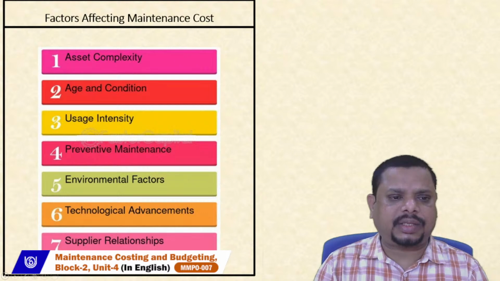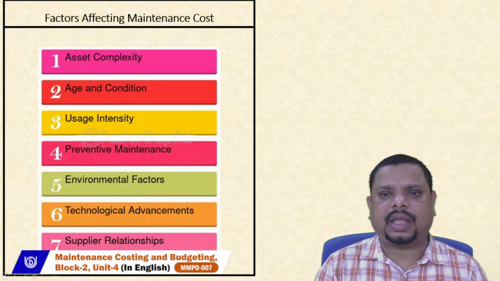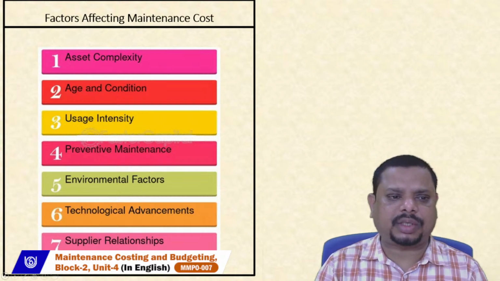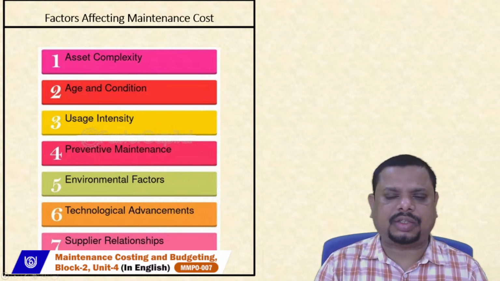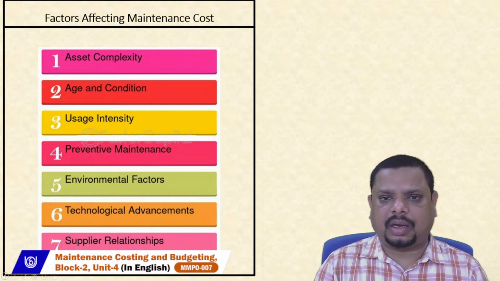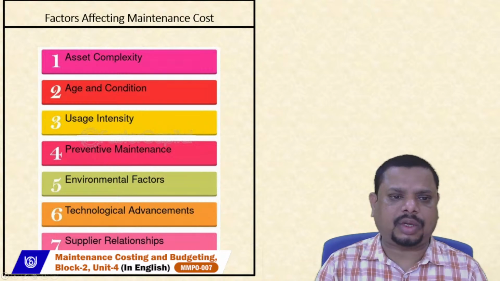The next one is age and condition. Here it's the life of the equipment which is being maintained, and the condition of the equipment or machines directly affects the maintenance cost. For example, you are using a pump for pumping water from one place to another, and the pump has already lasted for more than 10 to 15 years. In that case, you have to take care, and a large amount of maintenance cost would be involved as compared to the younger ones.